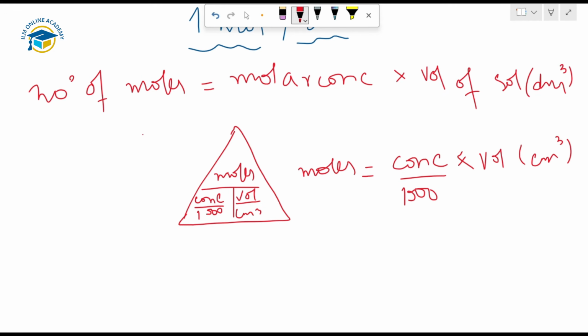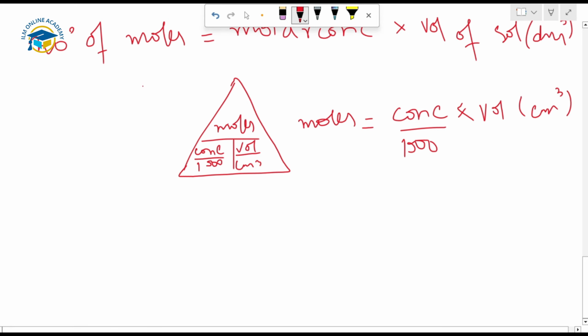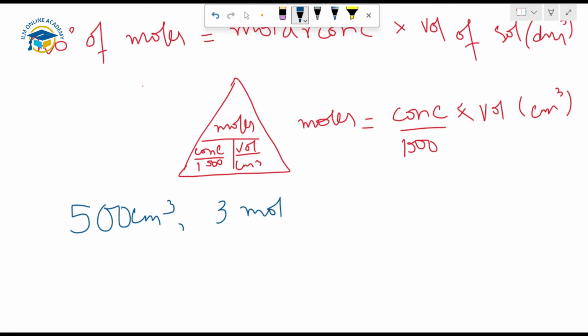These are the two formulas which are usually used for dealing with solutions whose volumes are in cubic centimeters and in cubic decimeters. For example: how many moles of sugar are there in 500 cm³ of a 3 mol/dm³ solution? In this example, we are given the solution volume, 500 cm³, and the concentration of this sugar solution, 3 mol/dm³.